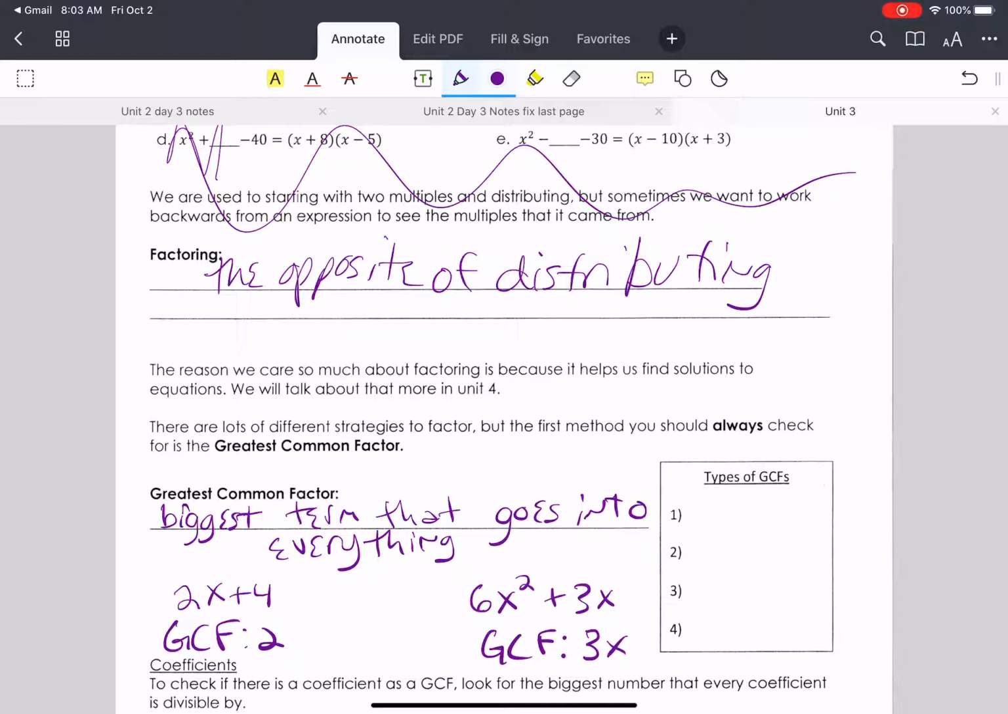So types of GCFs, they can be numbers, they can be variables, or they can be numbers and variables. And I couldn't think of a fourth one. Oh, no, wait a minute. I just thought of it now. Or if there's no GCF, then it's 1. Okay? If there's no GCF, then the GCF is 1.